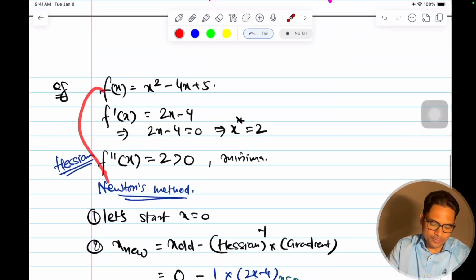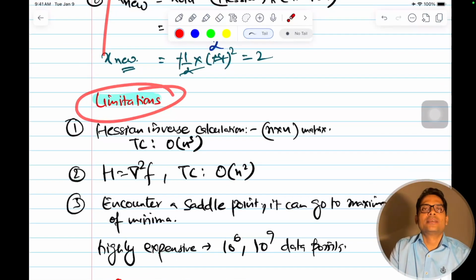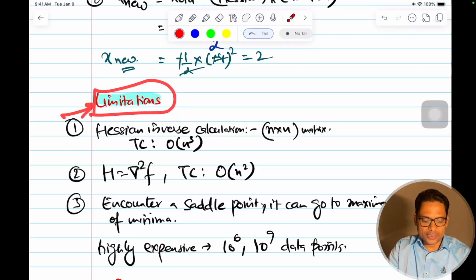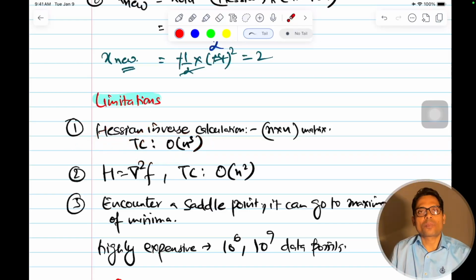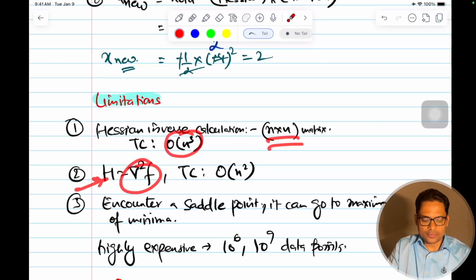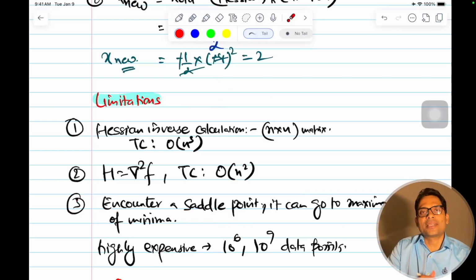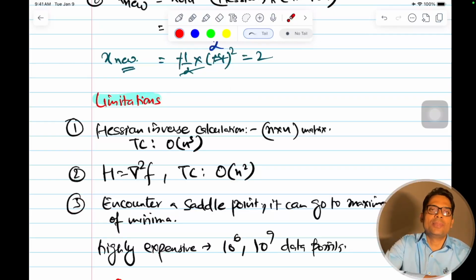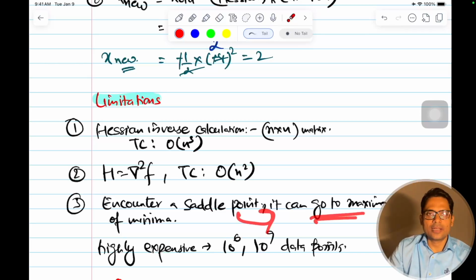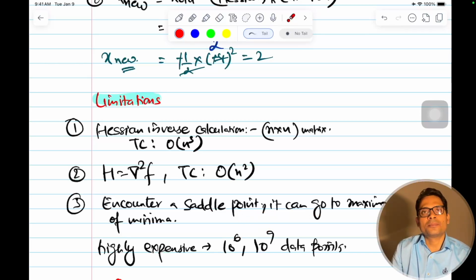And we saw a simple example, and then we saw some limitations. Even though the convergence is fast and everything is very good, calculating the Hessian inverse is a very costly affair. It is of order n cube. Similarly, calculating the Hessian is also order n square. And there's one more issue: if you encounter a saddle point while using the Hessian, instead of going to the minima, it can go to the maxima. A saddle point is minimum with respect to one variable and maximum with respect to another. So it can go to the maximum, and then the convergence will be all messed up.